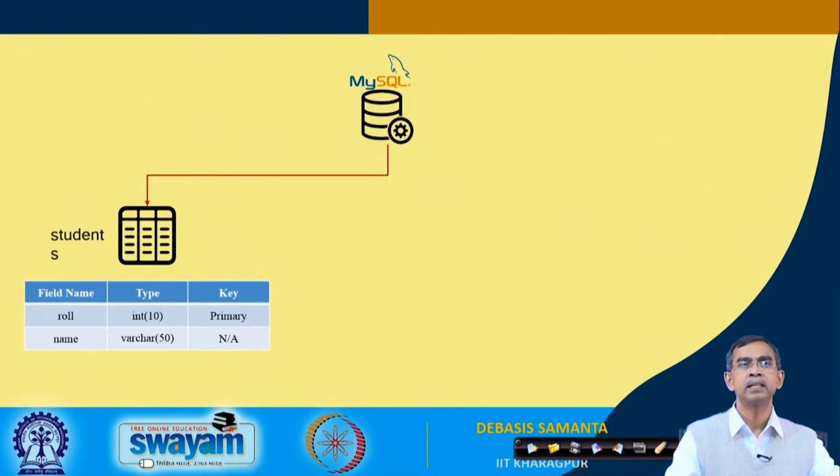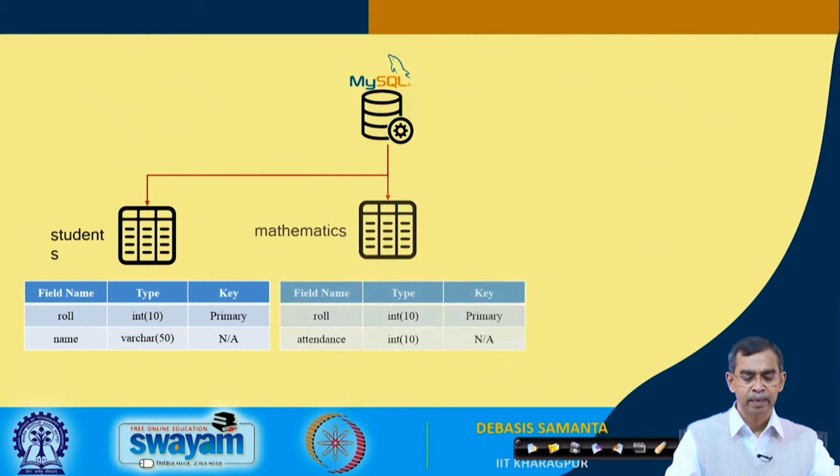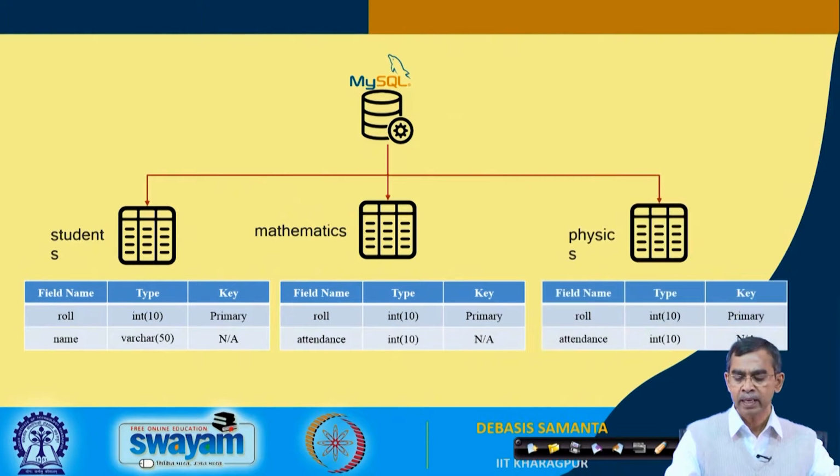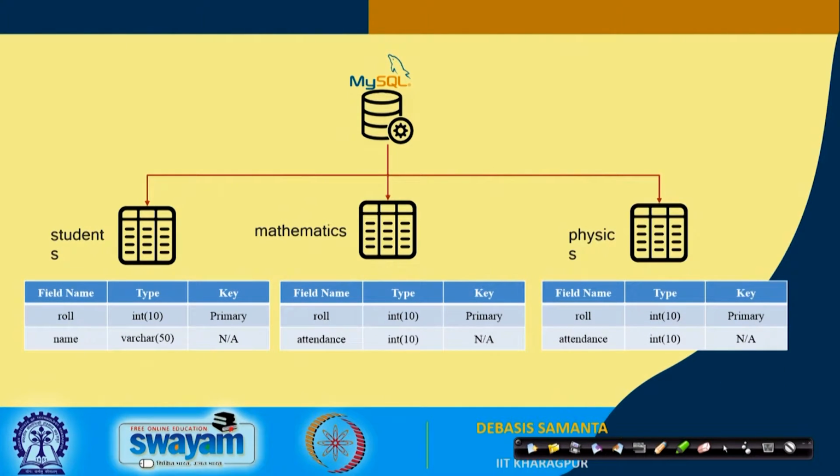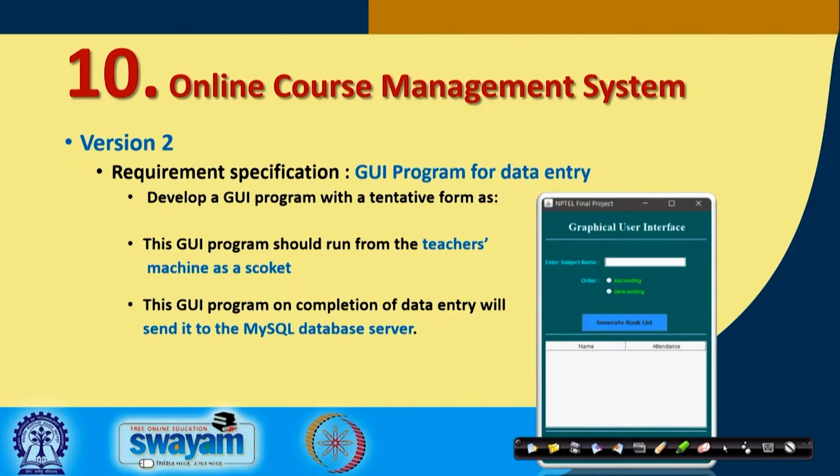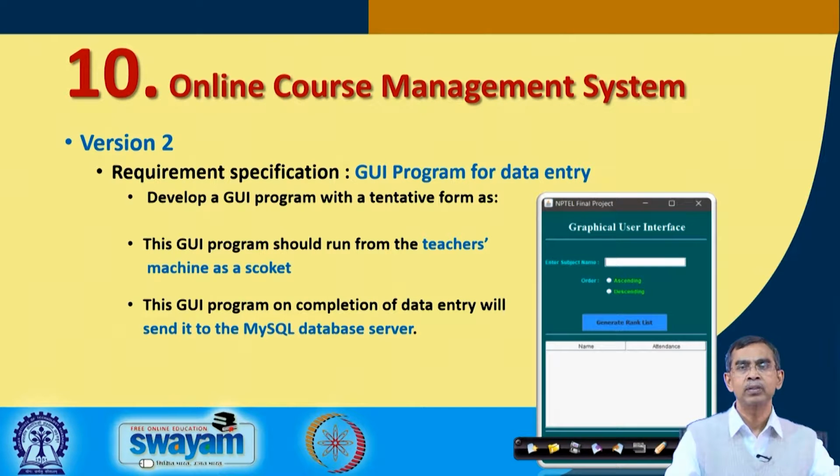For the students, it will have the roll number and name, and then we have given the types: roll number is of type integer of size 10, name is varchar of size 50, and roll number is the primary key here. Similarly, for the maths table, roll number, attendance, and marks obtained need to be added. Similarly, for physics, the name, roll number, and the marks need to be maintained. In the slide, marks is not shown here, but you have to add the marks in this entry also.